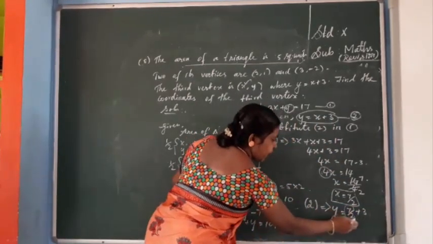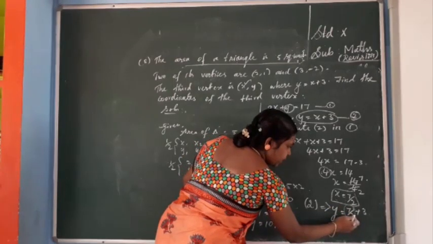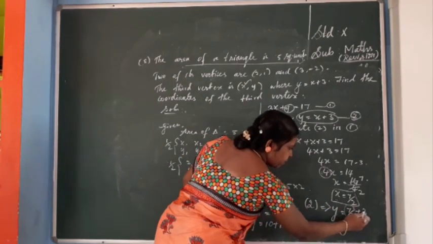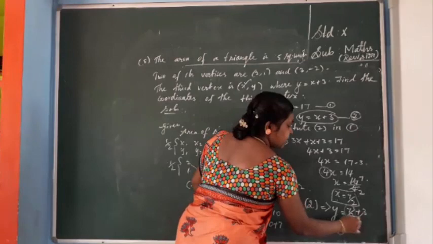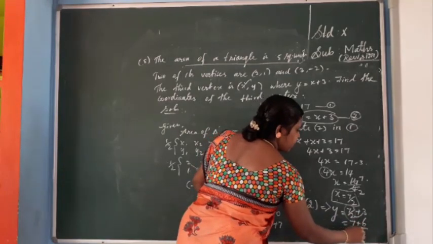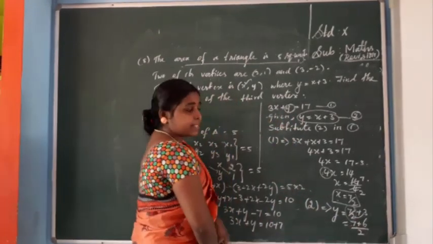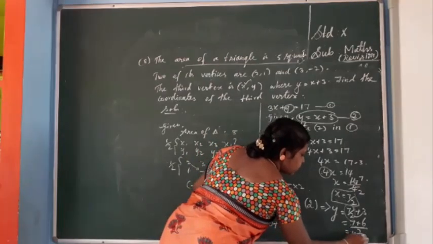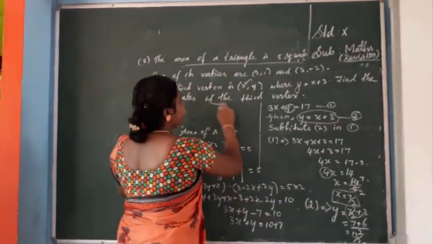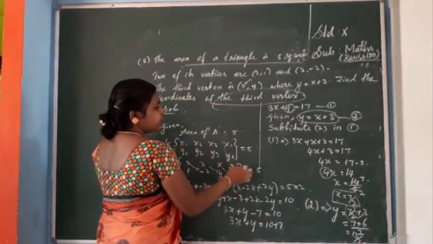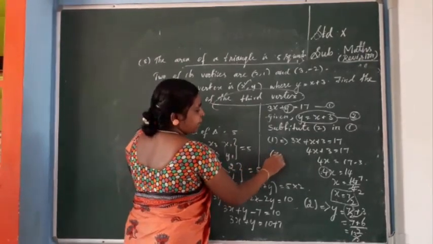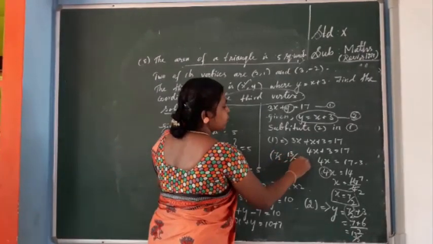Now you see this is a fraction, so for adding you need the LCM. 2 is the LCM, so multiply 3 by 2: 7 plus 6 divided by 2. 7 plus 6 is 13, so 13 by 2. The question asks you to find the third vertex. Therefore the third vertex is (7 by 2, 13 by 2).